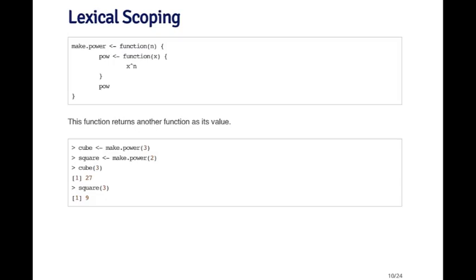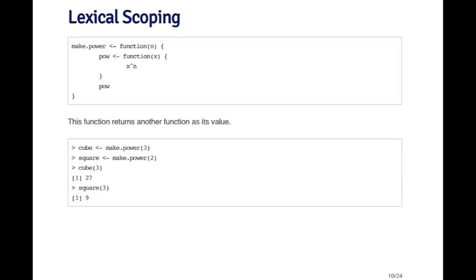And so you see, inside the pow function, x is a function argument, so that's not a problem. But n is a free variable because it's not defined inside the pow function. However, n is defined inside the make.power function, and since that's the environment in which pow is defined, the pow function will find the value of n inside that other environment.